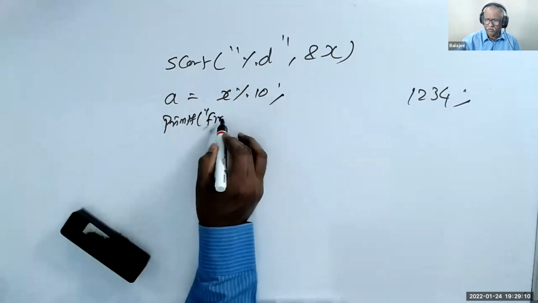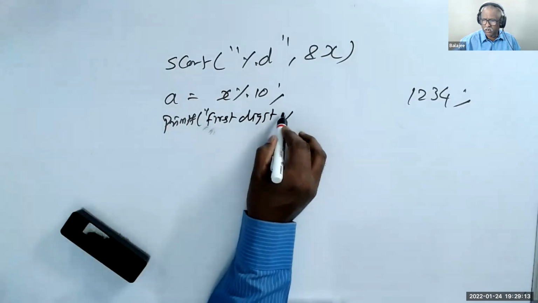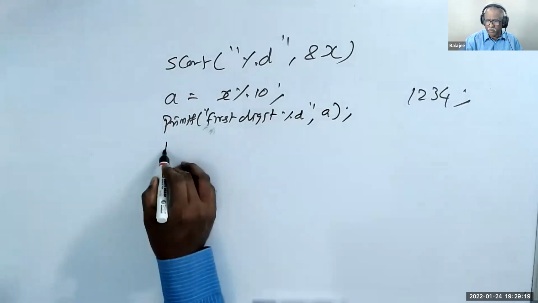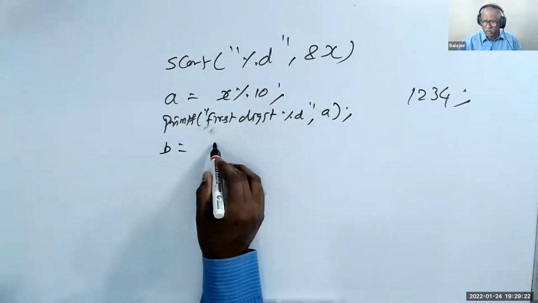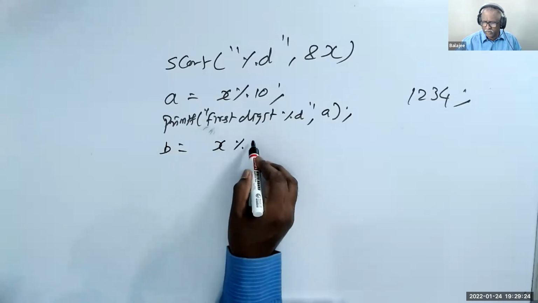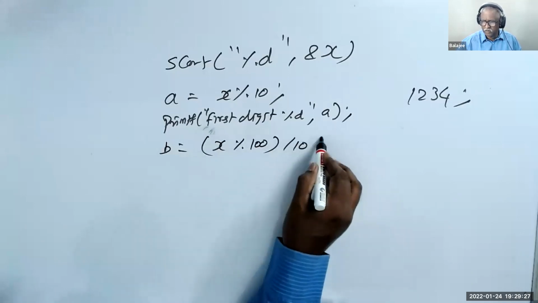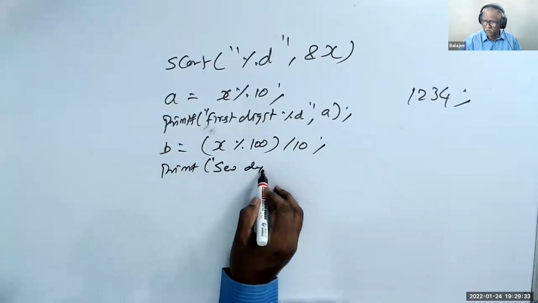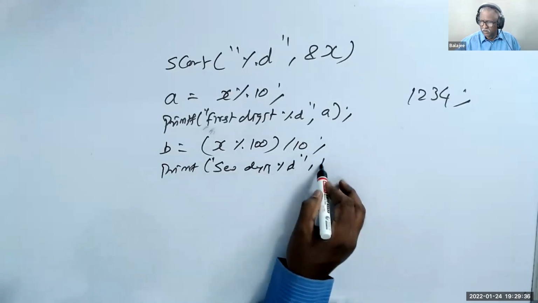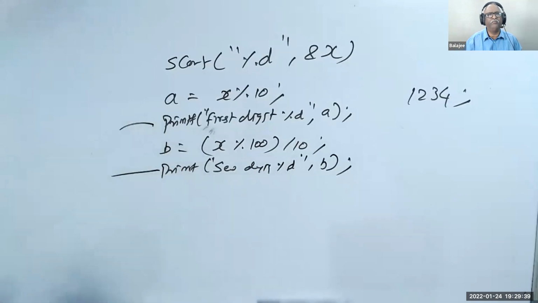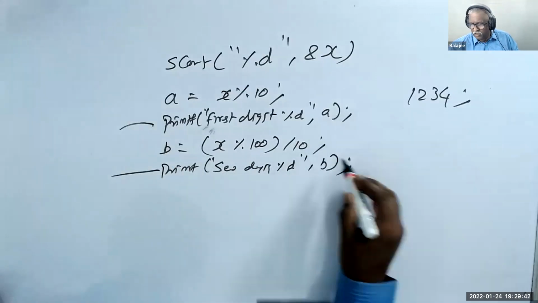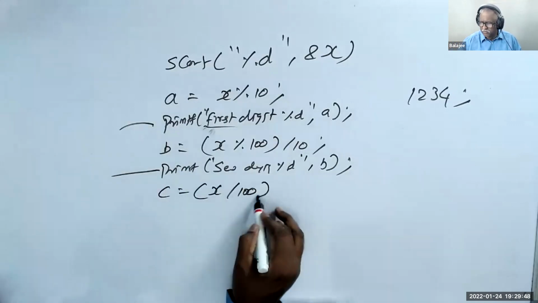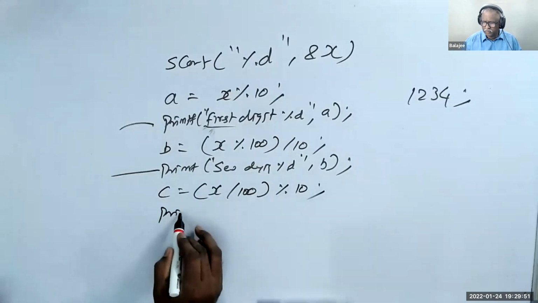Printf, first digit, A. Understand? Now I say B. B is equal to X percentage 100 divided by 10. Printf, second digit. See how I do that? I do printf everywhere. Same way C is equal to X divided by 100 percentage 10. Printf, third digit.